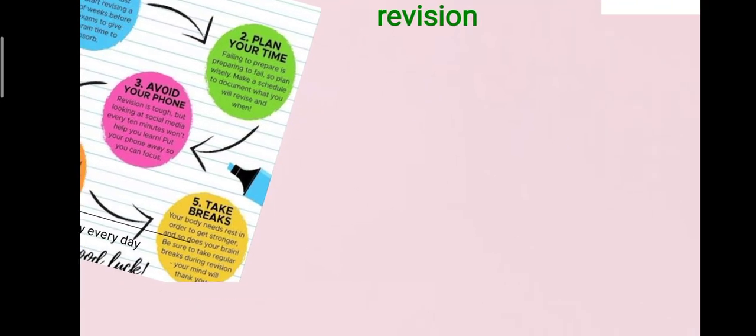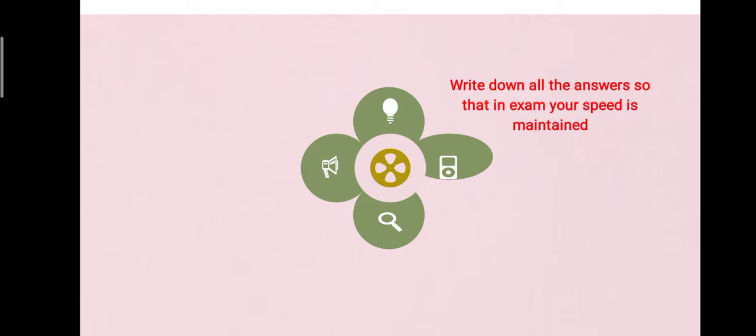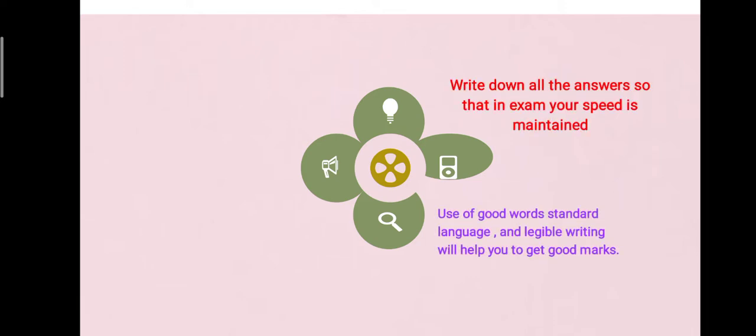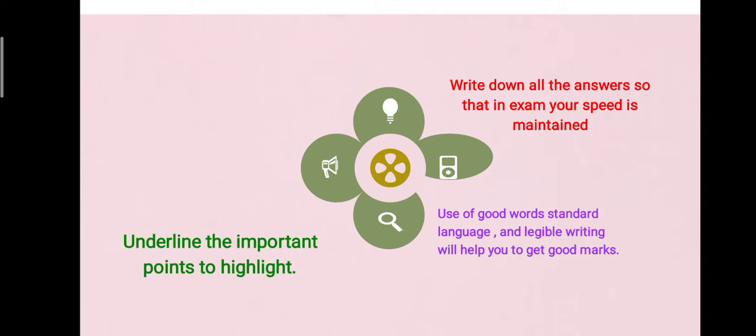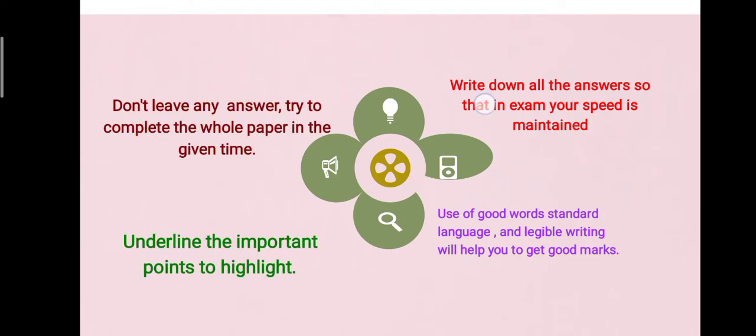Okay, so let's see in detail about the steps that you have to follow while writing the unit test. Write down all the answers so that in exam your speed is maintained. So if it is a 1.5 hour exam, you have to try to answer all the questions. Ma'am, only 1.5 hour is there, I don't have enough time to complete all the sections.